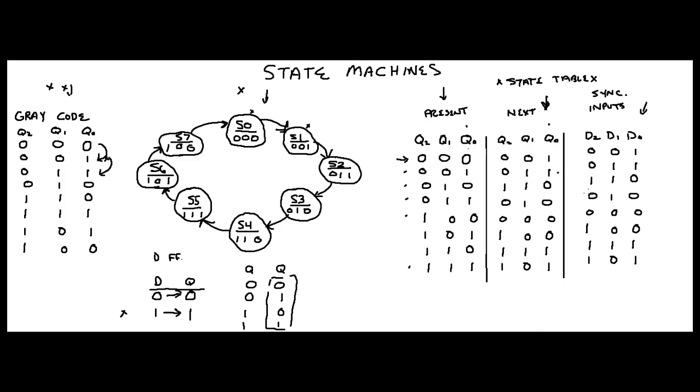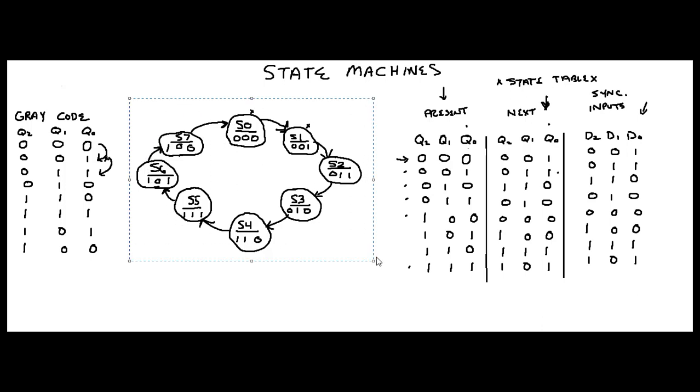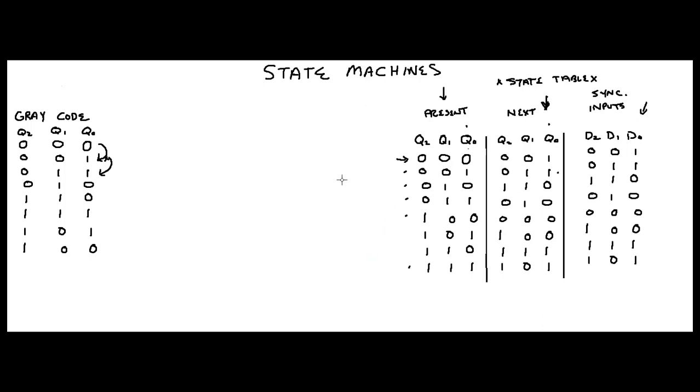Now, we can start to draw the K-maps. I'm going to have to get rid of this state diagram, okay? I'm going to keep the state table because it takes up less space. All right, so let's draw 3 Karnaugh maps, shall we?